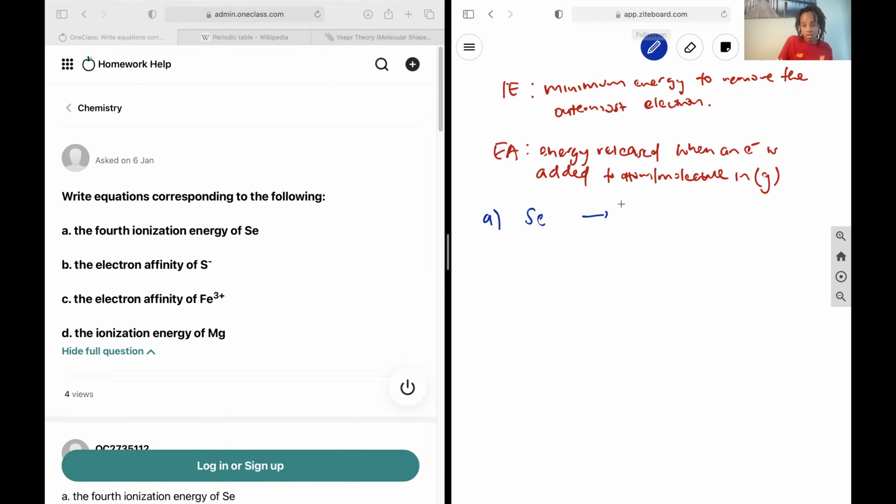Okay, so for our first question, we asked for the fourth ionization energy of Se. So you know we'll want to get Se4+ since it's the fourth, plus an electron, and then we just balance out the charges on both sides. Here we have a total charge of 3+, so you expect a total charge of 3+ on the other side too.